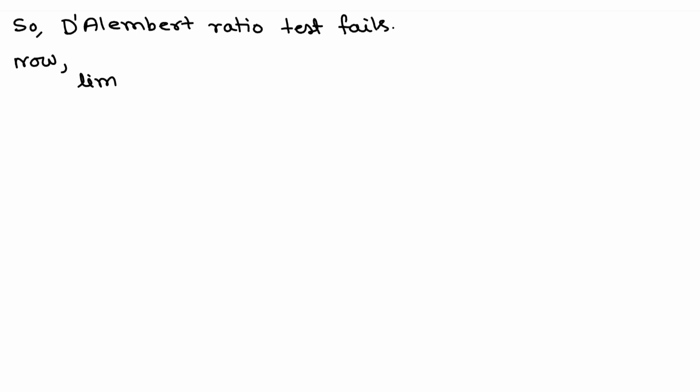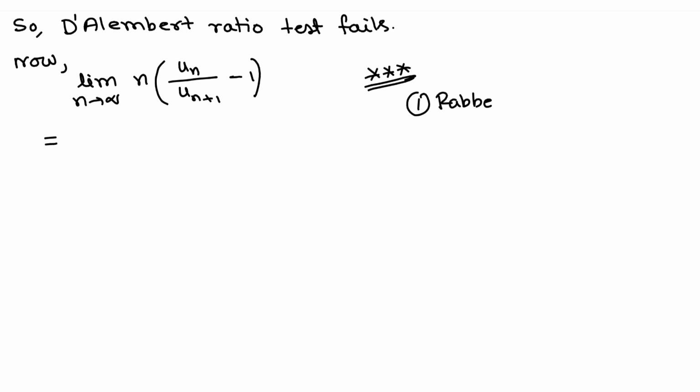So limit n tends to infinity n into un by un plus 1 minus 1. Now let me tell you one thing. If D'Alembert ratio test fails, we can use Raabe's test. Also we can use comparison test.